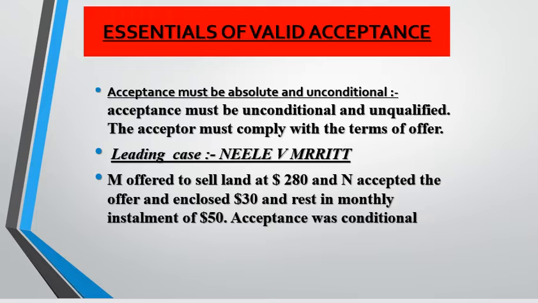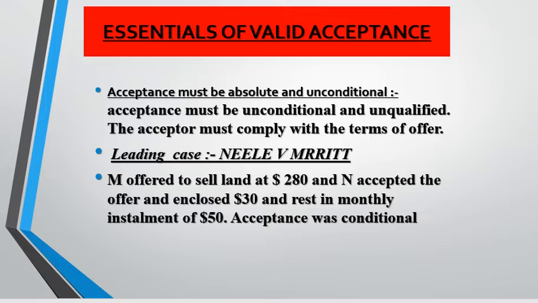These are the essentials of valid acceptance. Acceptance must be absolute and without any condition. When we attach some condition, then it is not a valid acceptance. Acceptance must be unconditional. It means it should be in absolute terms. It should not have any condition attached to it. The acceptor must comply with the terms of the offer.